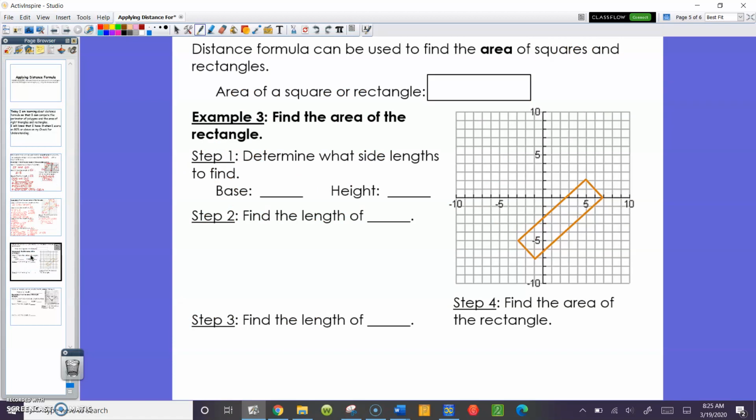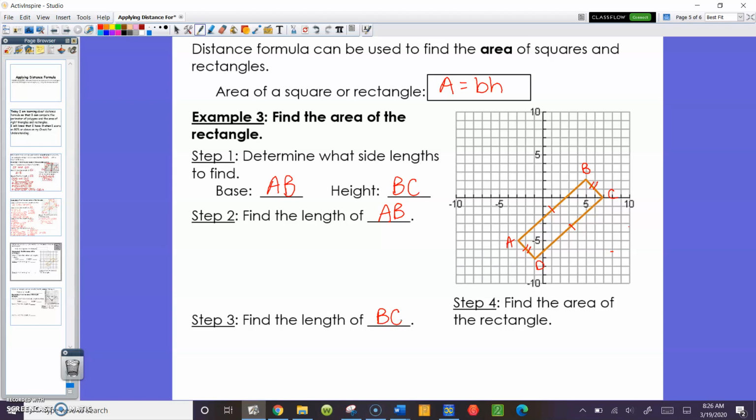Distance formula can be used to find the area of squares and rectangles. So the formula for the area of a square or a rectangle is A equals base times height, or length times width. So example 3, find the area of the rectangle. Determine what side lengths to find. So again, I'm going to label, and our base we can use as AB, and then our height BC. Remember, for a rectangle, the opposite sides are congruent. So let's first find AB, and then we will find BC.